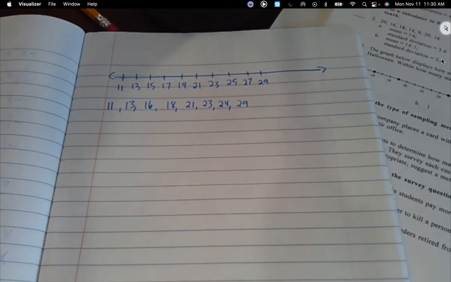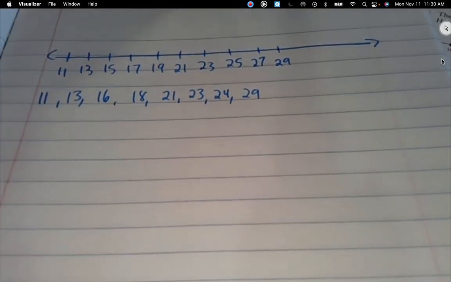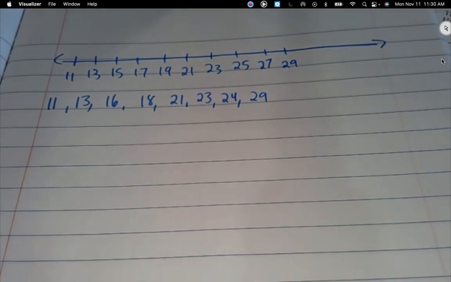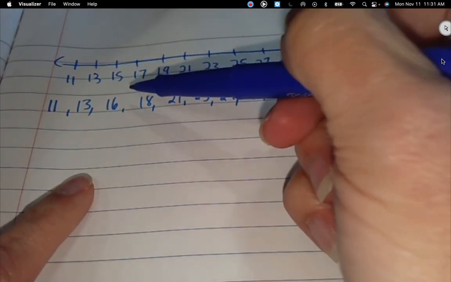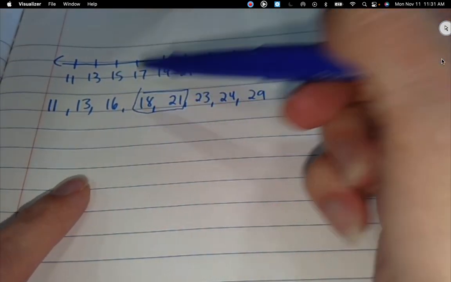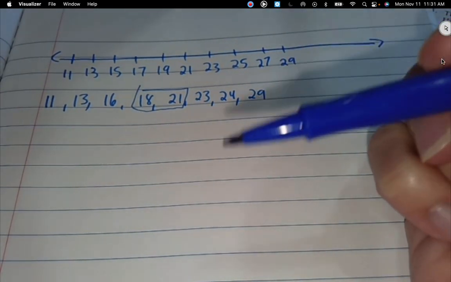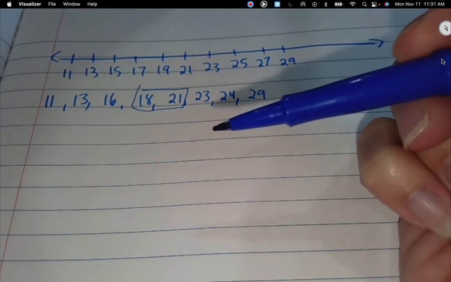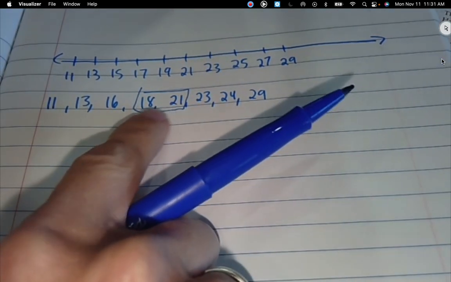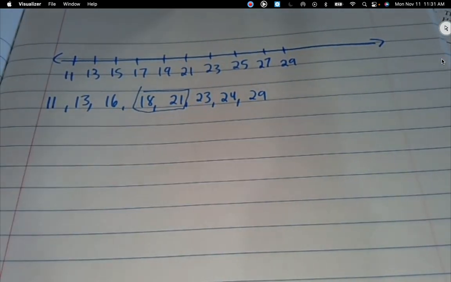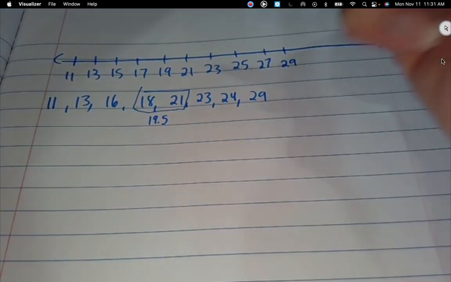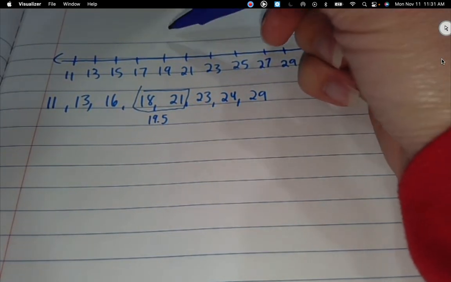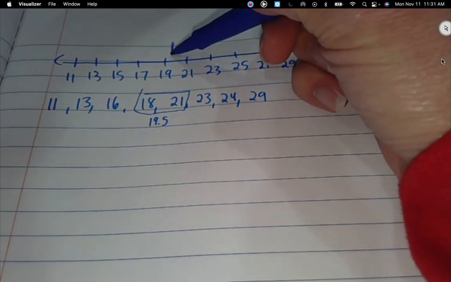So on the box and whisker plot, I just put my numbers in order, okay? So I need to find the middle. So where is my median? Where are my middle two numbers? Wouldn't that be these two? So what is my median? What would be 18 plus 21 divided by 2? You just find the average of your middle two numbers. Can somebody tell me what that is? 19.5? Okay. So I'm going to write that down. 19.5 is like my middle box, my middle of my box.